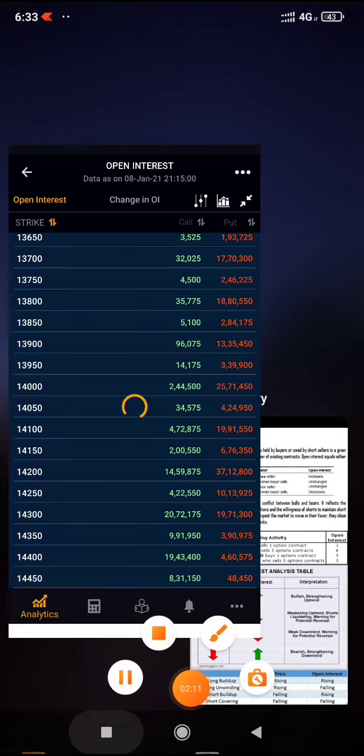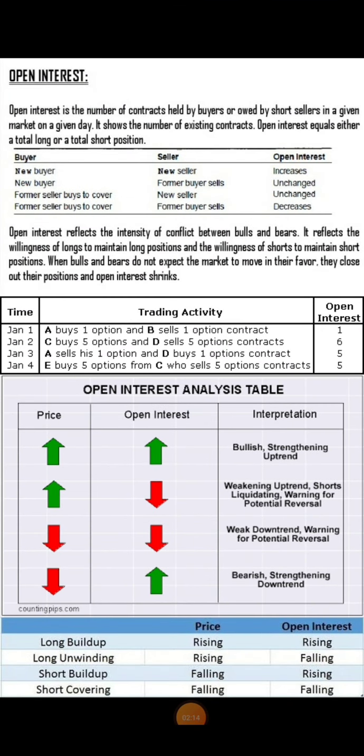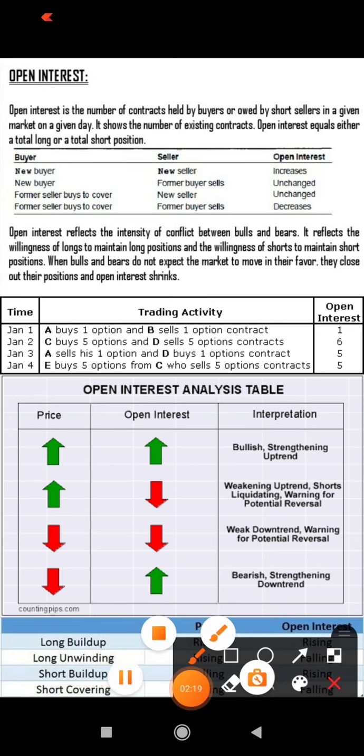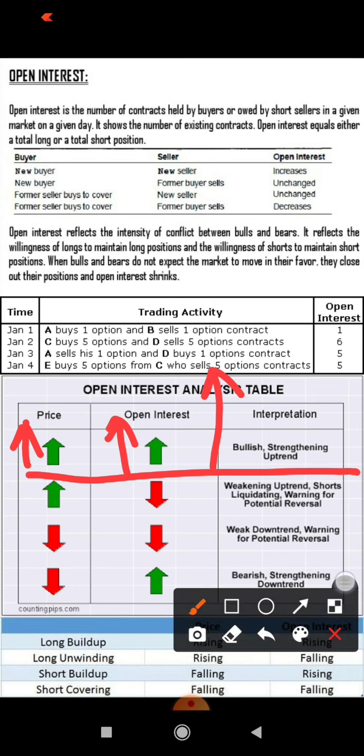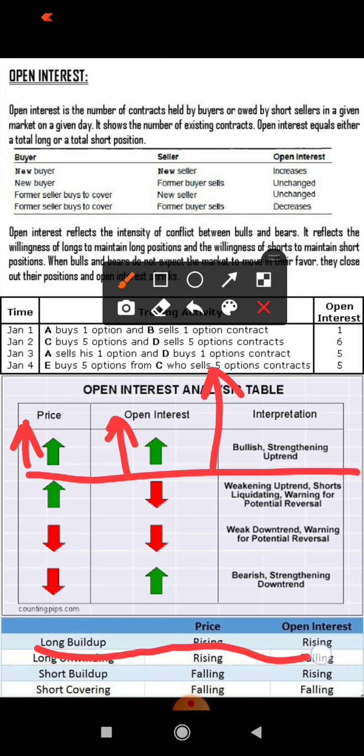Let's learn next about the open interest analysis table. How does one interpret the open interest? Whenever the price goes up along with the open interest, it's a sign of the stock entering a bullish trend, or the stock is already bullish. Whenever price increases as well as open interest increases, it means that long positions are getting built on the stock. So long build-up is the case when the price goes up as well as the open interest.